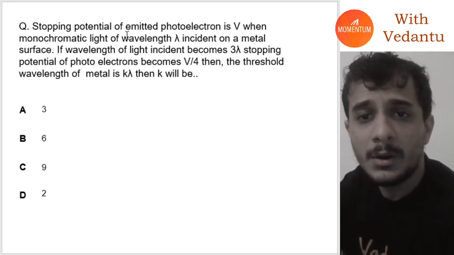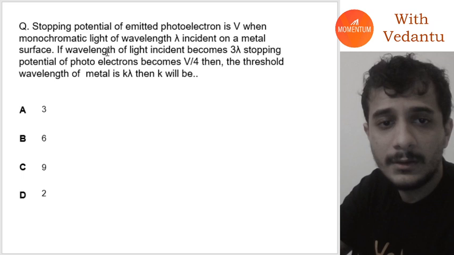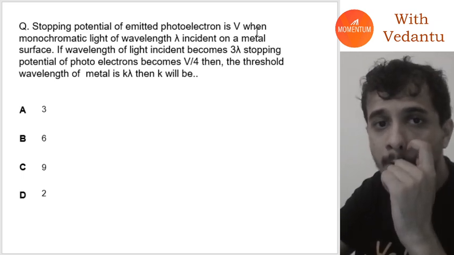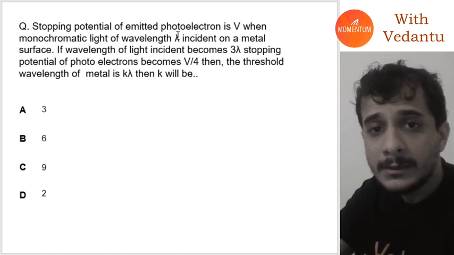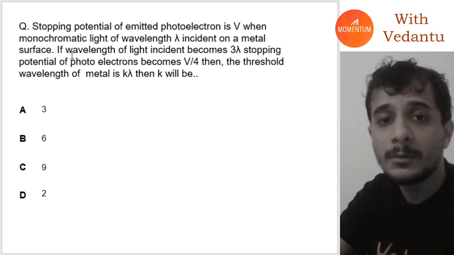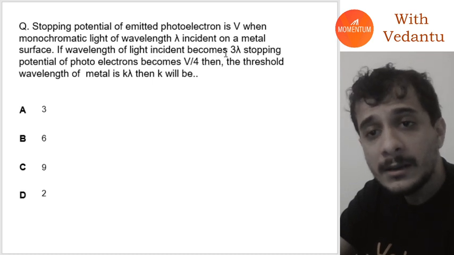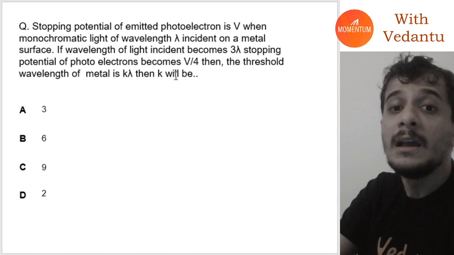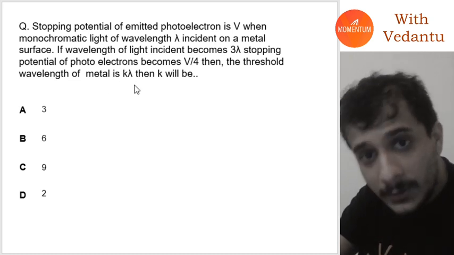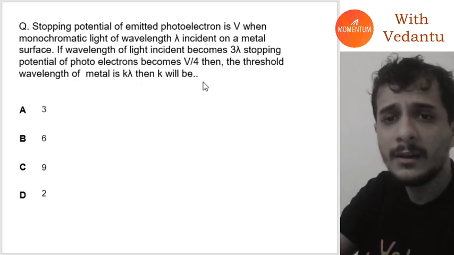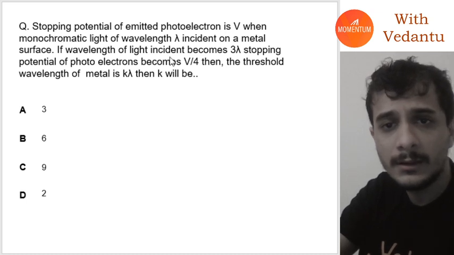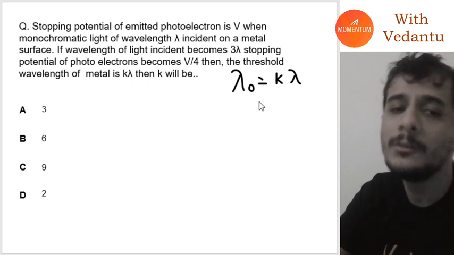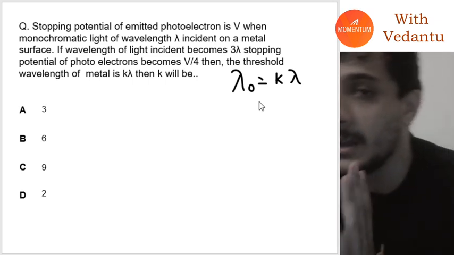Now, next is what? The stopping potential. The next question is also a very interesting one. The stopping potential of an emitted photoelectron is V when the monochromatic wavelength lambda is incident on the metal surface. Now, if the wavelength becomes 3 lambda, then the potential becomes V by 4. Then you have to find the threshold wavelength k lambda. Okay, you have to start with the assumption that lambda naught is equal to k times lambda, and you have to find the value of k. Okay, this is an integer type question, guys.